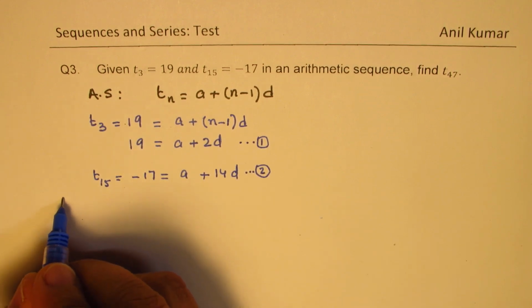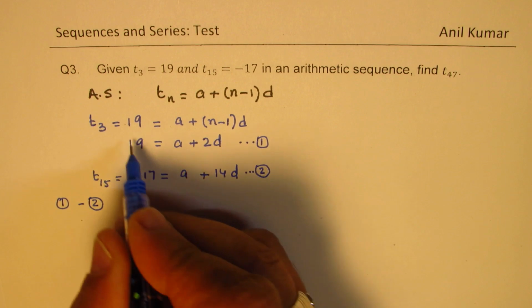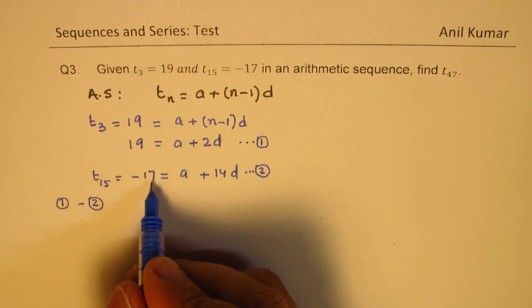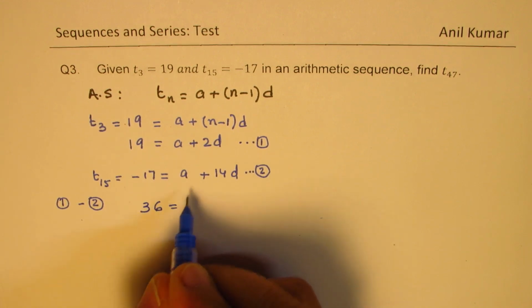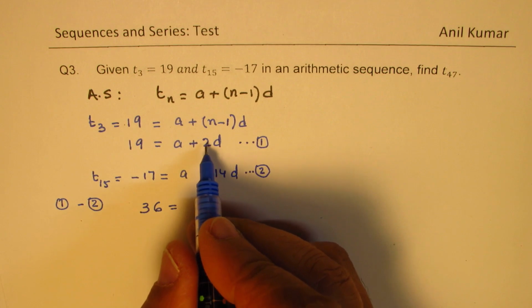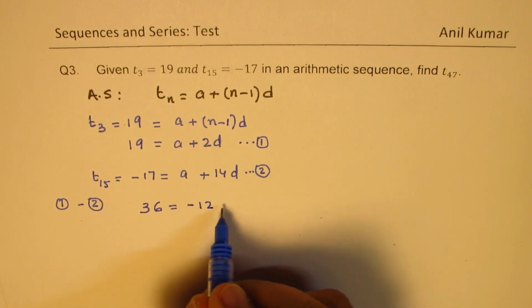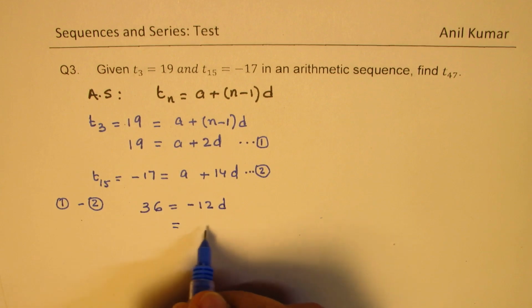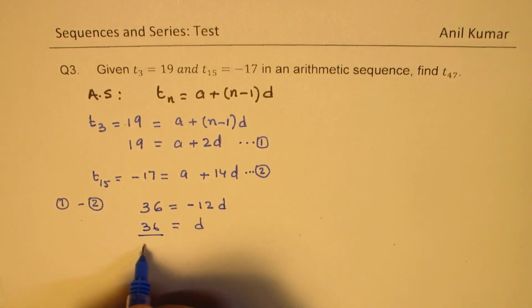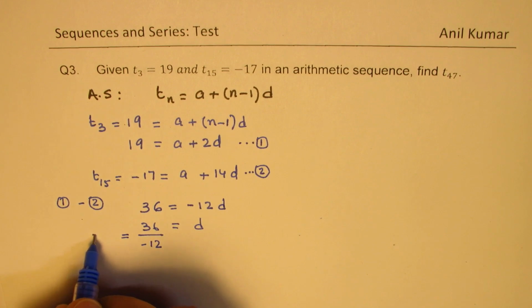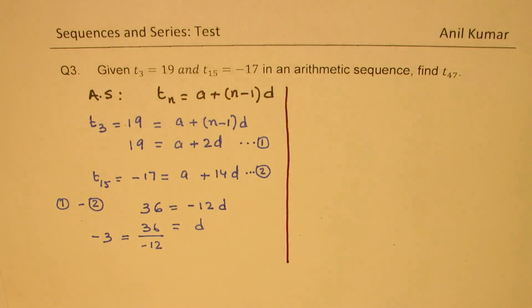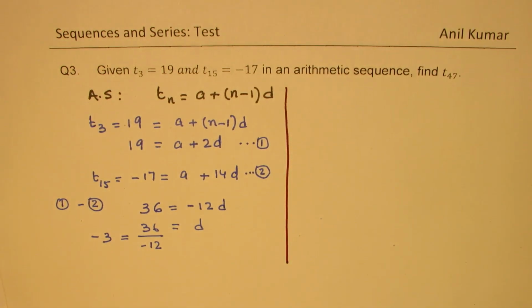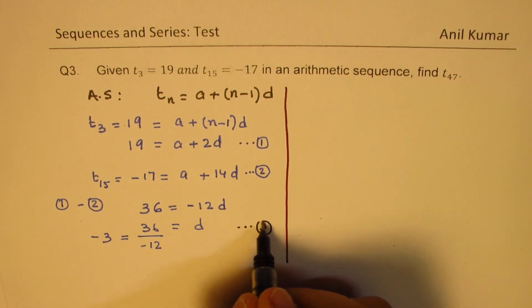So if I do equation 1 minus equation 2, then what do I get? This minus this, so 19 plus 17 is 36 equals a and a cancel, and 2d minus 14d gives us minus 12d, right? So that means d equals 36 over minus 12, which is equal to minus 3. So we get the value of d as minus 3, correct? Since d is minus 3, we can now find a by substituting in any one of our equations.